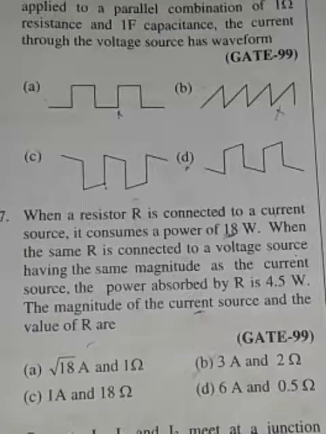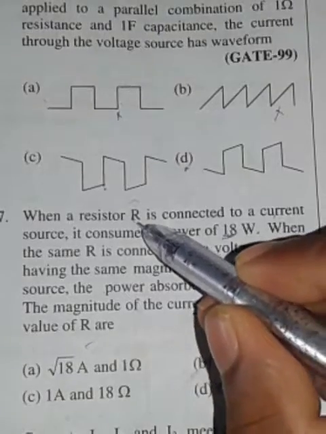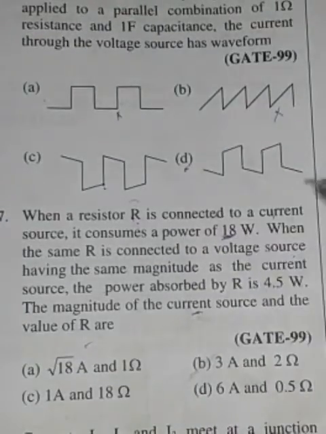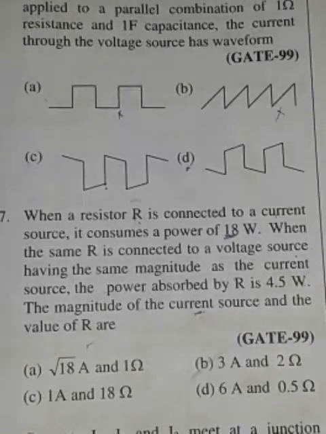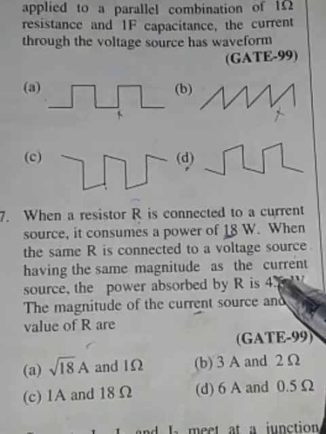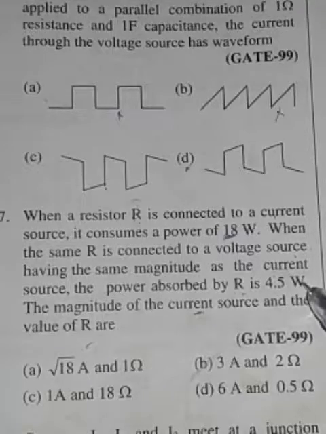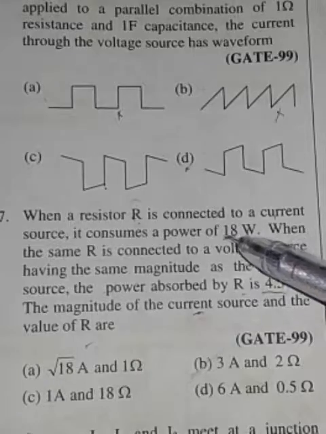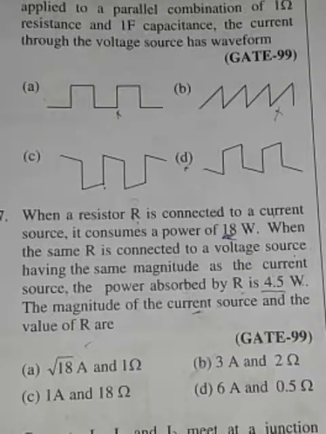So I'm explaining again. One current source is there, the resistance is R, and its power consumption is 18 watt. Consider another voltage source whose value is equal to the current source, with the same resistance, but its power consumption is 4.5 watt. So the voltage source power consumption is 4.5 watt, and the current source power consumption is 18 watt. They are asking to find the value of the current and voltage.